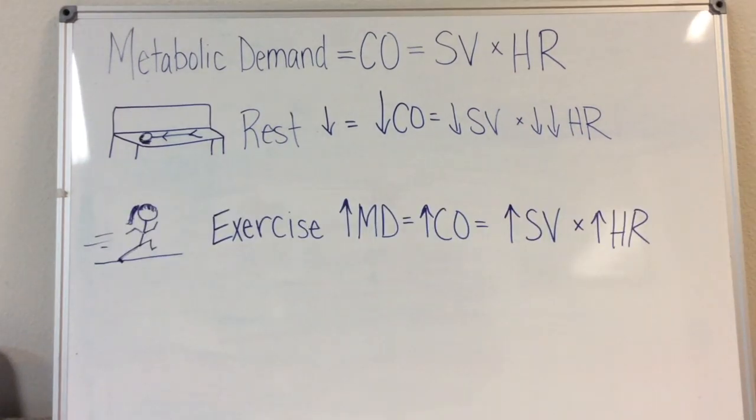In situation 2, you can see that I am out exercising, which results in an increase in metabolic demand, which results in an increase in cardiac output, accomplished by an increase in stroke volume and an increase in heart rate.